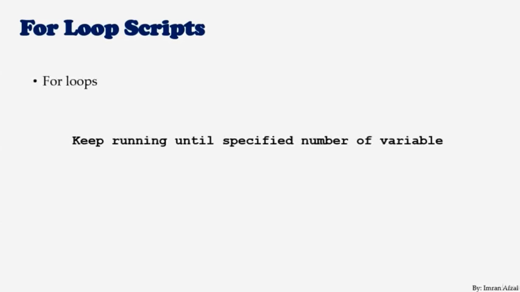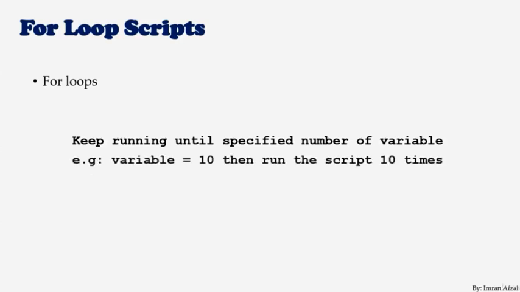Loop scripts. Another advanced level of scripting. You keep getting better, my friends. The next script that you're going to run is for loop scripts. What for loops do is keep running until a specified number of variables.